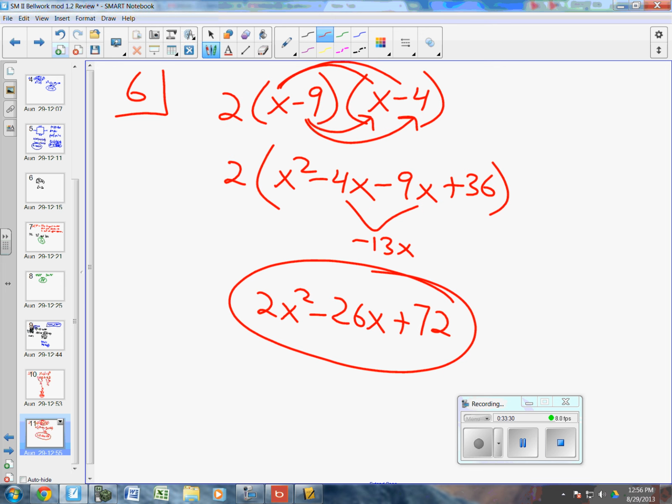All right. I would like everybody to do number 8 in your partnerships and check to see if you got it right. Number 8. I'll give you a couple minutes to do that one.